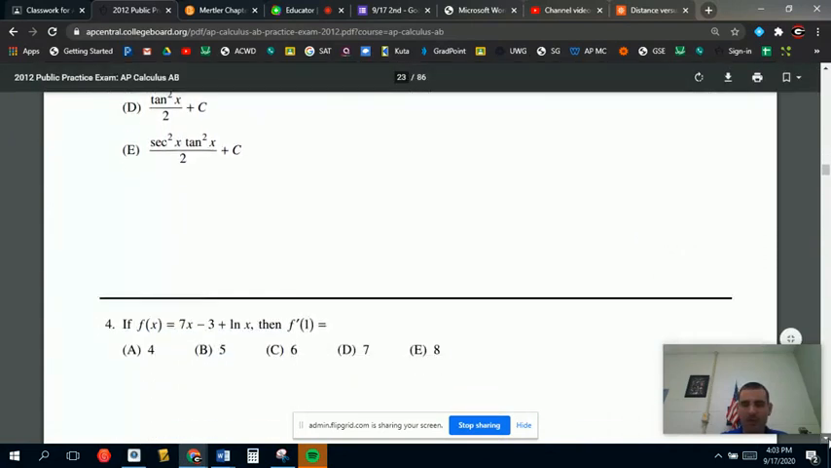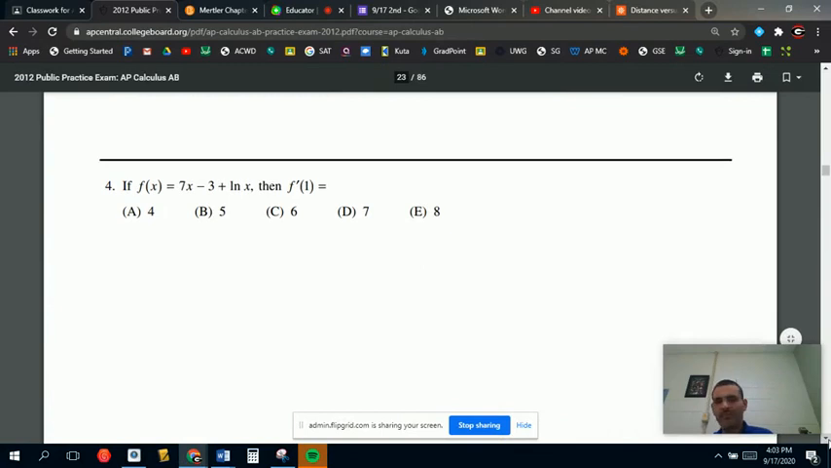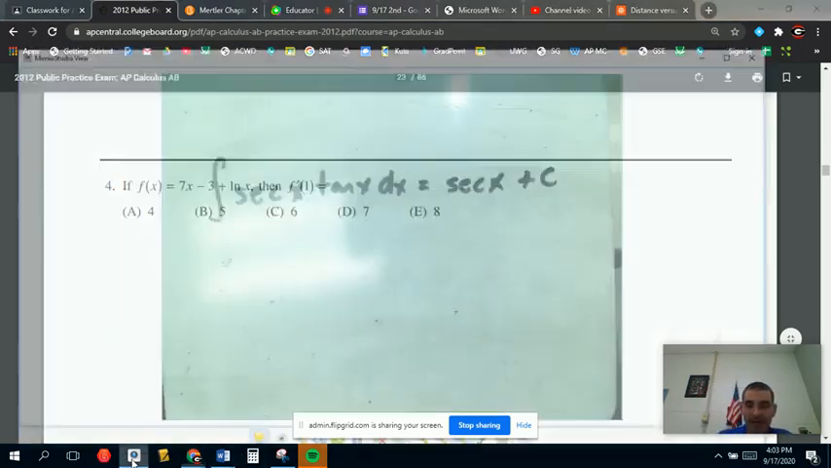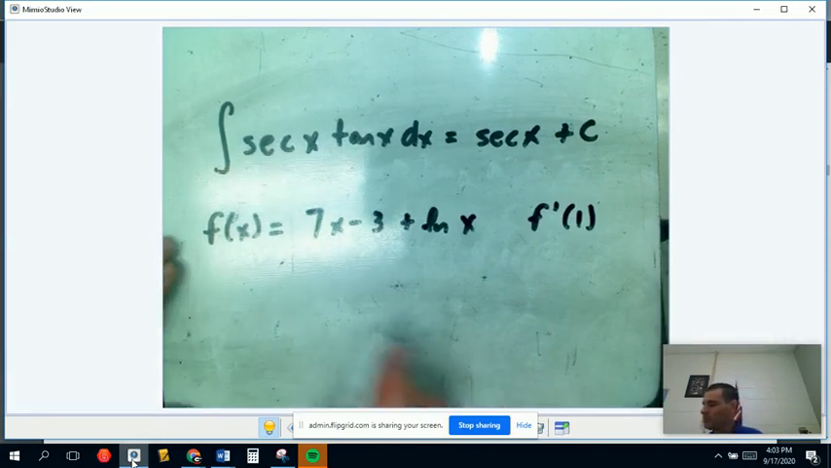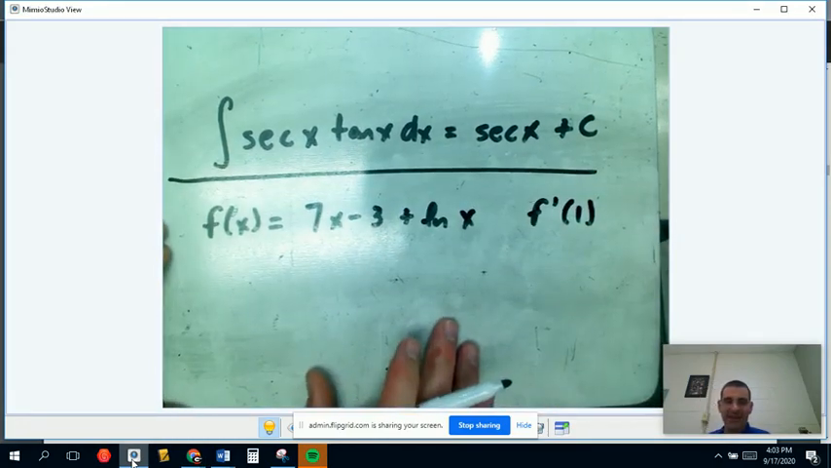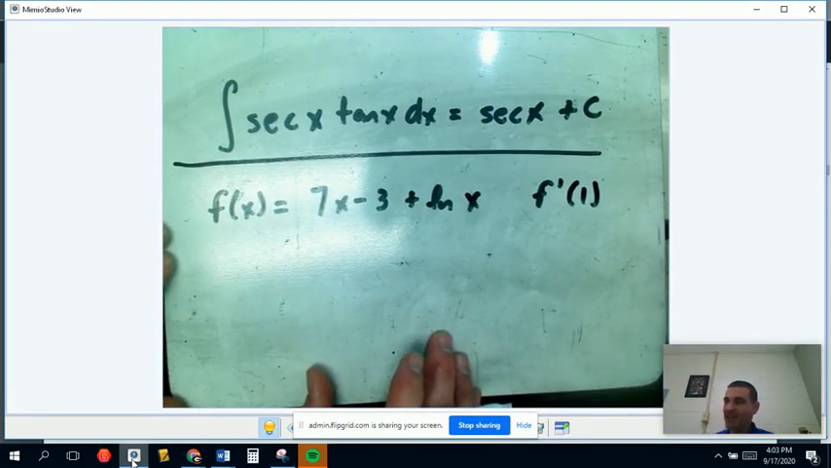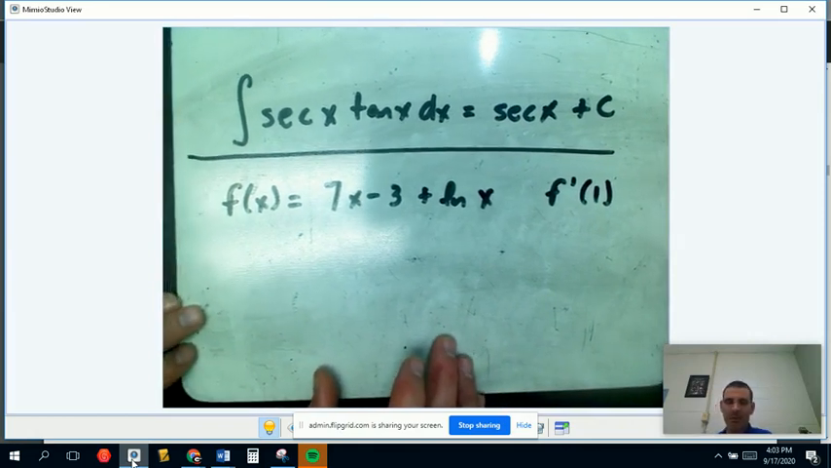Looking down at number 4, this one is, again, do we know our derivatives is what this amounts to. Let me write this down. Okay, so we have a given function, f of x equals 7x minus 3 plus the natural log of x. What we want to know is what's f prime of 1.